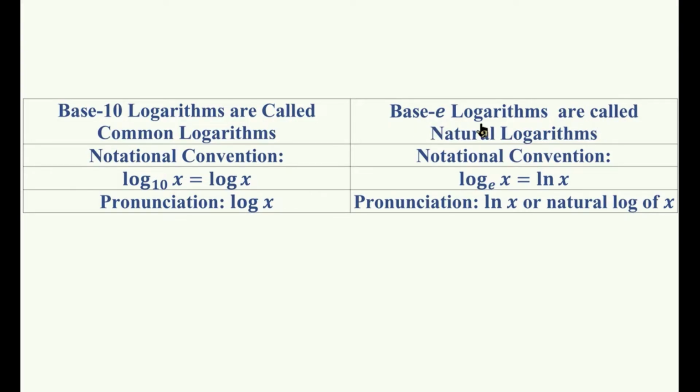Base E logarithms are called natural logarithms because they do occur in many, many natural processes and events. The convention for notation here is when we are dealing with the natural logarithm, we summarize all of that into just ln x. And it's pronounced exactly that way. You just say ln x. Some people like the longer version and they say natural log of x, the same thing. And a few people actually call it ln x for some reason. They prefer that. I personally prefer ln x to all of them.